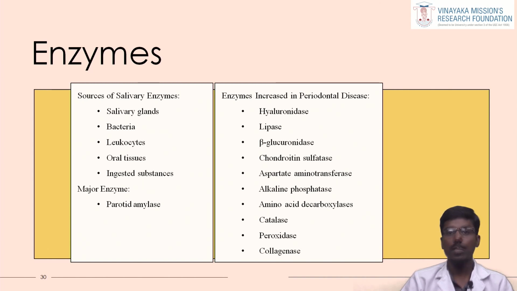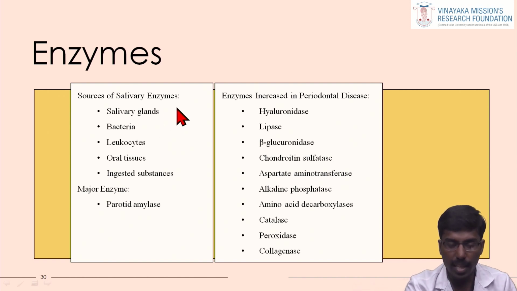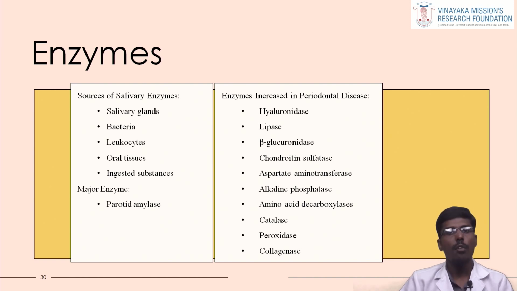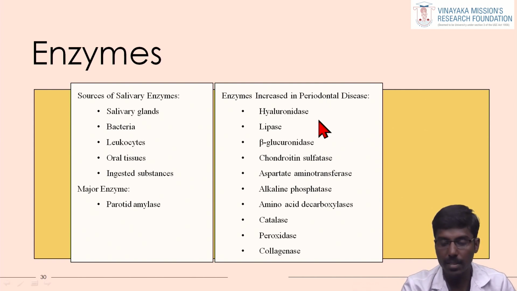Now coming on to the enzymes, the sources of the salivary enzymes can be various. We can see what are all the sources of the enzymes. One is the salivary gland, bacteria, leukocytes, oral tissues and the ingested substances. Now let us see what is the major enzyme that can be seen in the saliva. The major enzyme is the salivary amylase. Now let us see which enzymes can be increased in the periodontal disease conditions. These enzymes include hyaluronidase, lipase, beta-glucuronidase, chondroitin sulfatase, alkaline phosphatase, catalase, peroxidase, collagenase. These are a few enzymes for example.